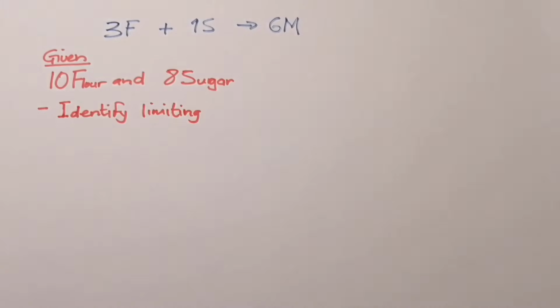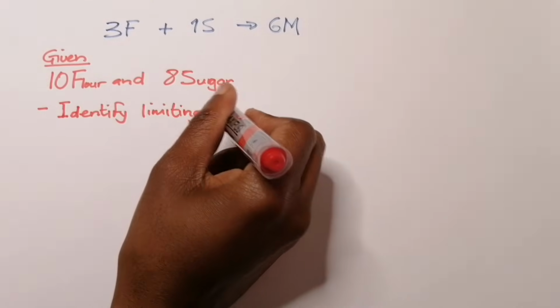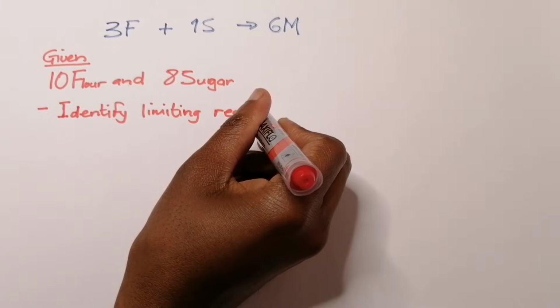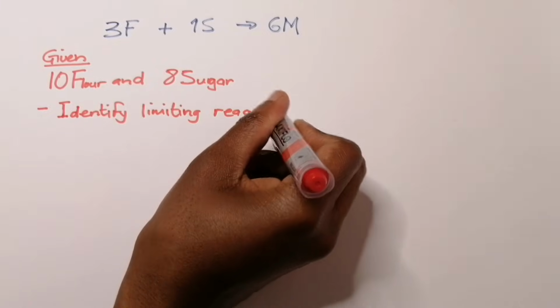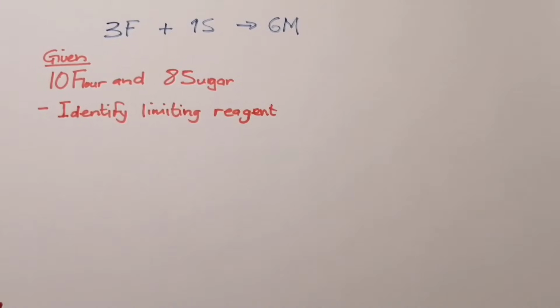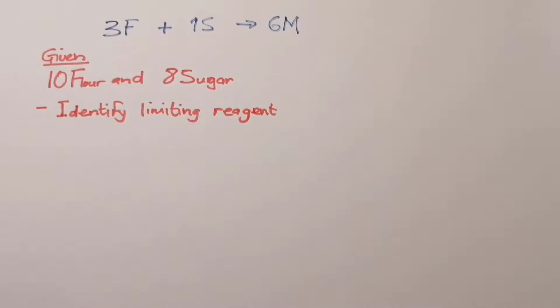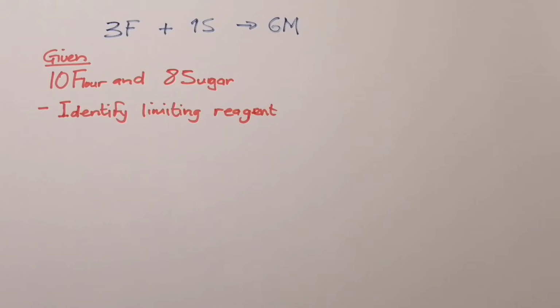If you're wondering, but what is the limiting reagent? I'm going to explain it just now. So let's identify the limiting reagent. Now, what is the limiting reagent? I want you to just imagine, as we are baking, if we run out of one of your ingredients, and I'm going to limit it to these 2 for now. If I run out of sugar, can I still produce some more muffins?